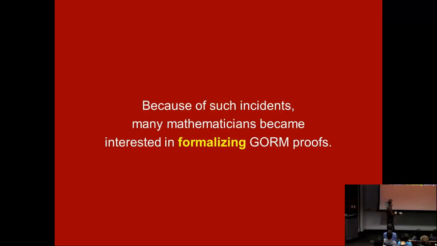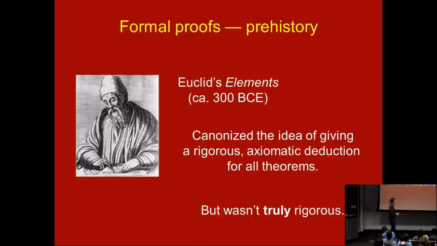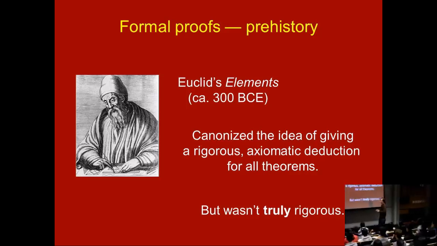Okay, so because of such incidents, many mathematicians became interested in really formalizing these good old regular mathematics, English language proofs. This even dates back to 2,300 years ago to Euclid, as you may know, who was interested in doing this for the subject of geometry and also a little bit of number theory. And it was pretty cool. He really invented the idea practically of starting from clearly stated axioms and making rigorous logical deductions based on these axioms to try to prove things. Now, it wasn't perfect. It was 2,300 years ago, so it wasn't ideal.